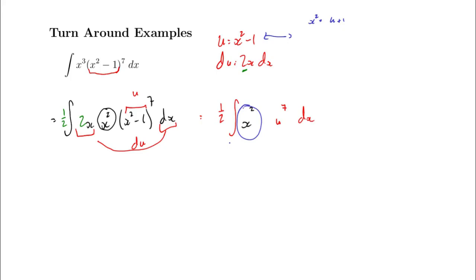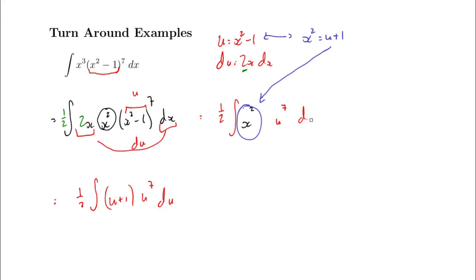Let's just switch out for x squared. X squared is u plus 1. So you sometimes don't even have to have this one-to-oneness. If you have extra copies of x's, like multiple versions of them, you can find a way to substitute out this x squared. X squared is really u plus 1. So suddenly, this becomes half times the integral of u plus 1 times u to the 7.